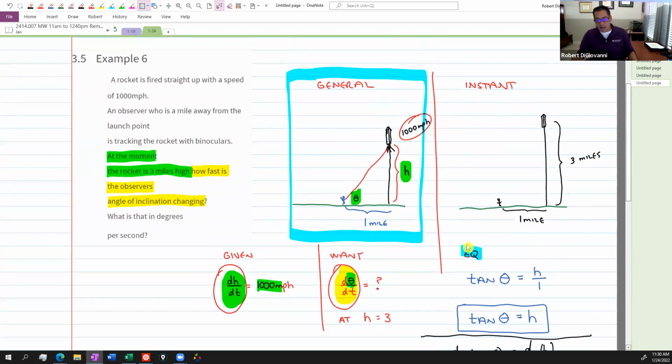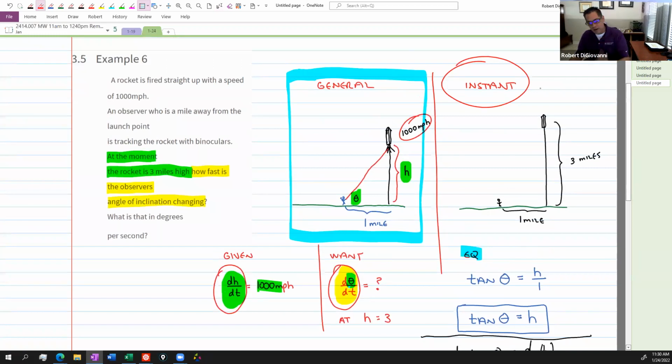So this is where you're allowed to look at the instant in time, right? You can now look here and say, oh, look, I'm trying to figure out what this angle is. But see, now we have 3 and 1, don't we? So we can actually figure out what that angle is. Y'all following me?